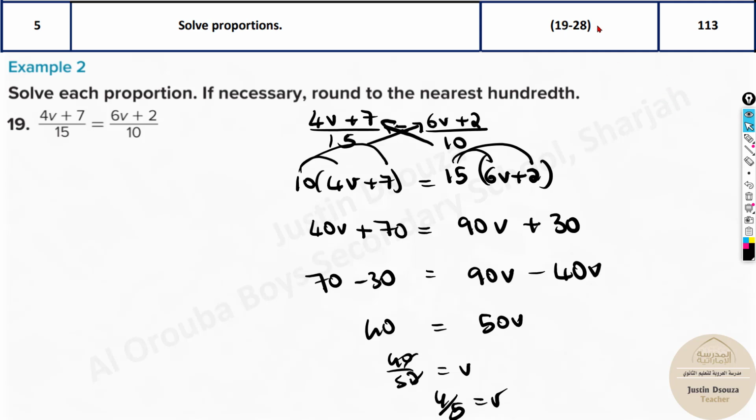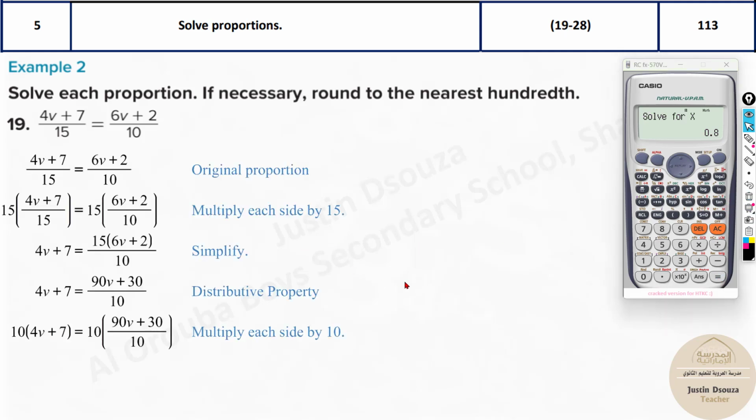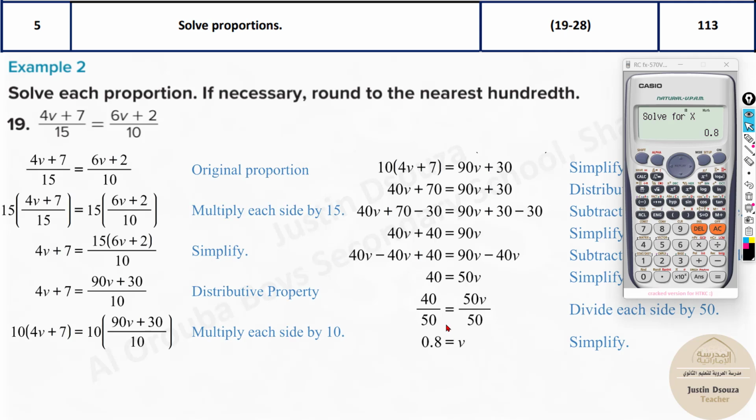Take out your calculators. Here, type it out as it is. 4x plus 7 divided by 15 is equal to 6x plus 2 by 10. Both the variables are the same. If this is one value, this is also the same value. So variable x and x. Now shift and solve, and press equal to, you'll directly get the answer 0.8. And that was the answer over here. You can see, same answer.